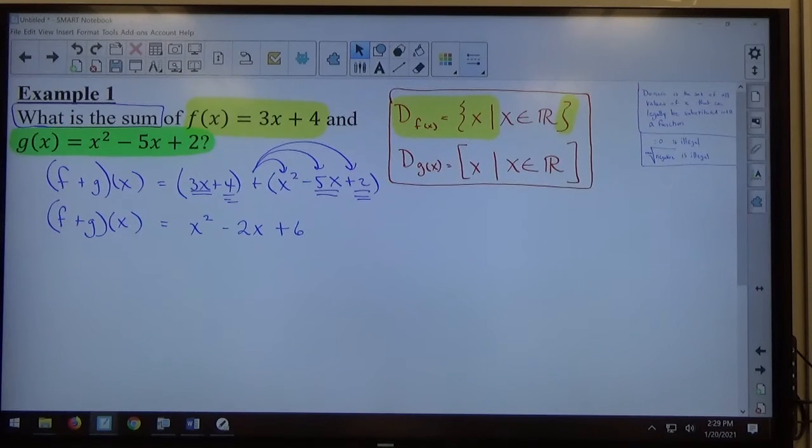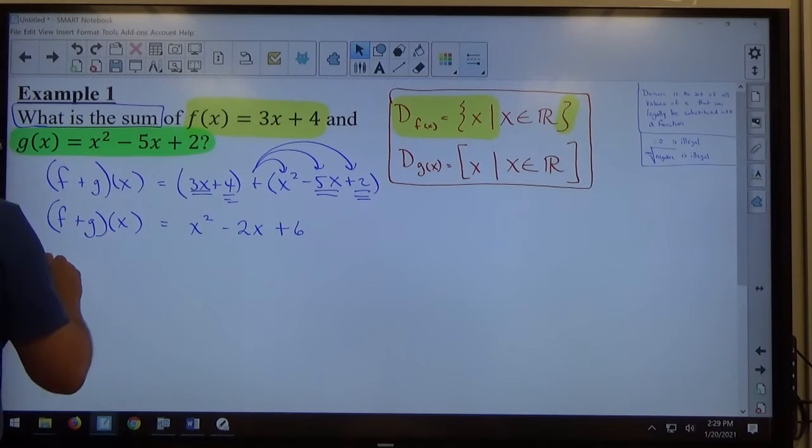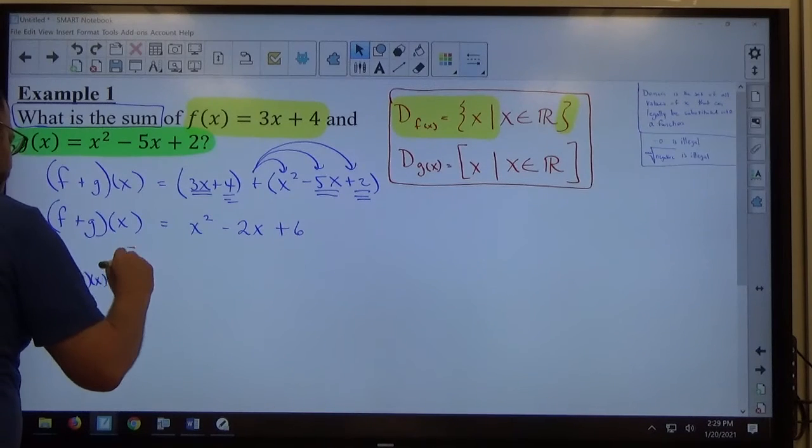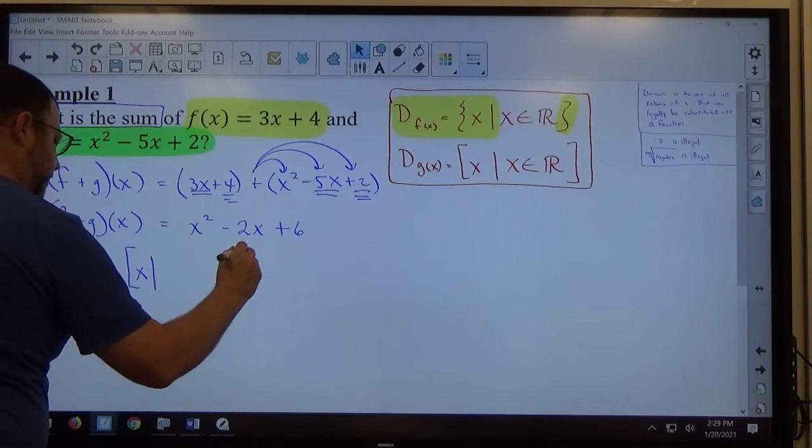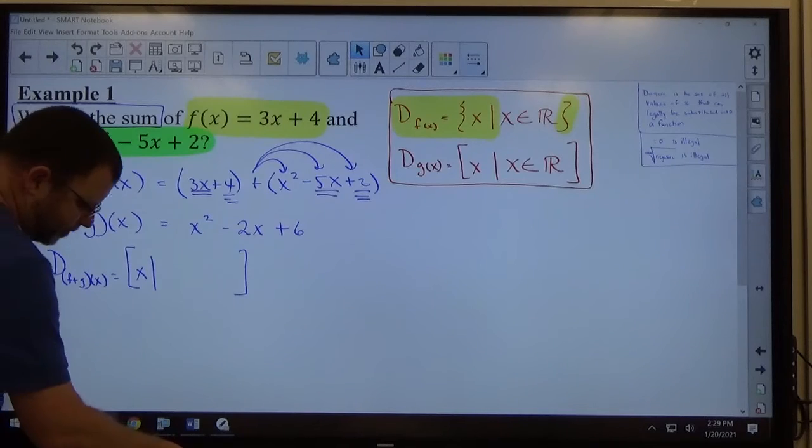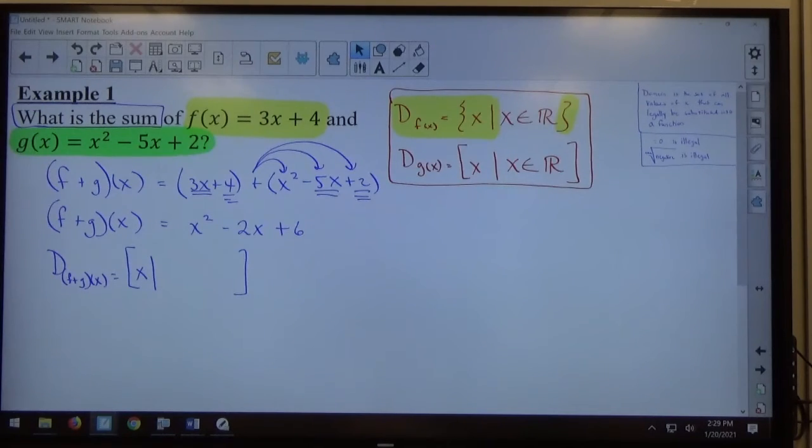That's part of the answer. The other part is the domain. The domain of f plus g of x equals the set of all x such that what? All right, so domain is the intersection of the domains of the two sets. So it's all the numbers that are the same of both sets.